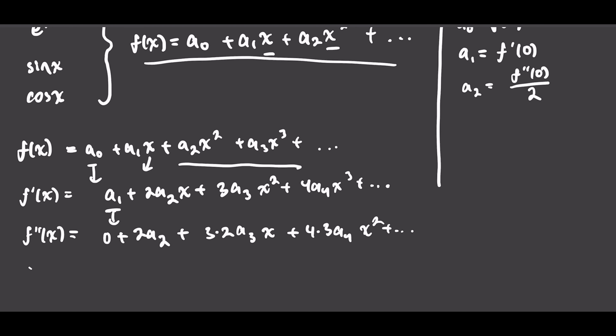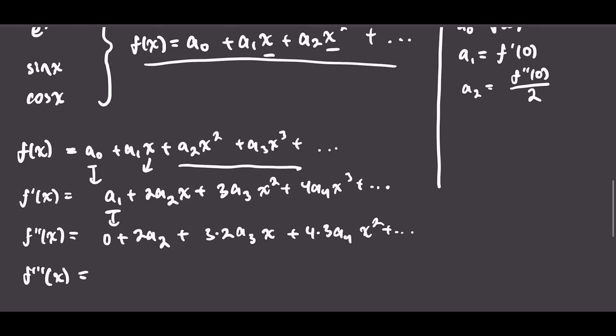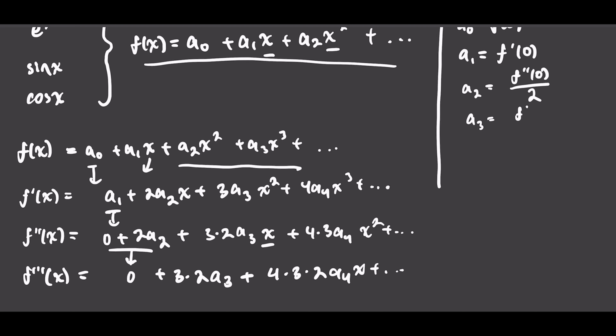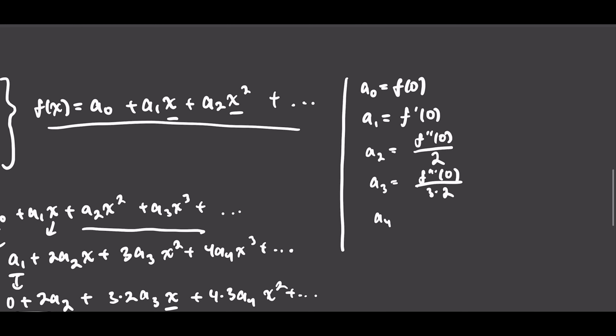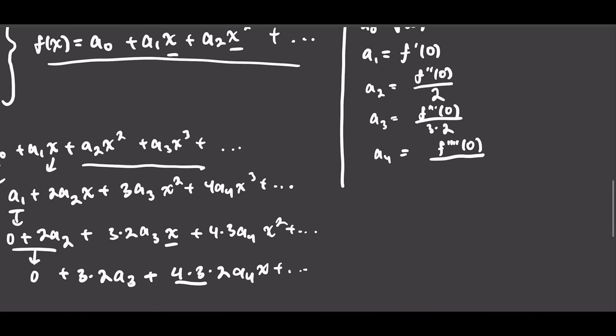Let's again differentiate the function to get the fourth term. Thus, this becomes 0, and we remove the x in the second term, leaving us with 3 times 2, a3. I think it's pretty clear that a3 is equal to the third derivative of f of 0 over 3 times 2. And thus we can begin to see a pattern. a4 is equal to the fourth derivative of f of 0 over 4 times 3 times 2.